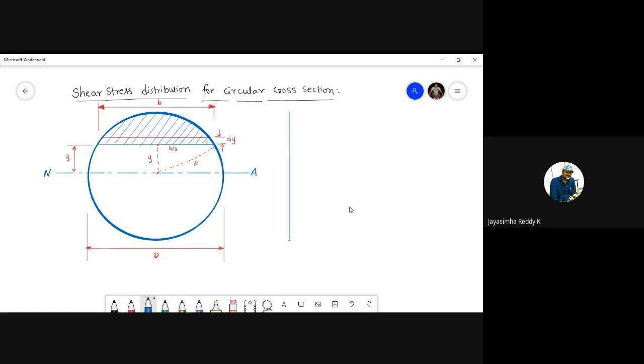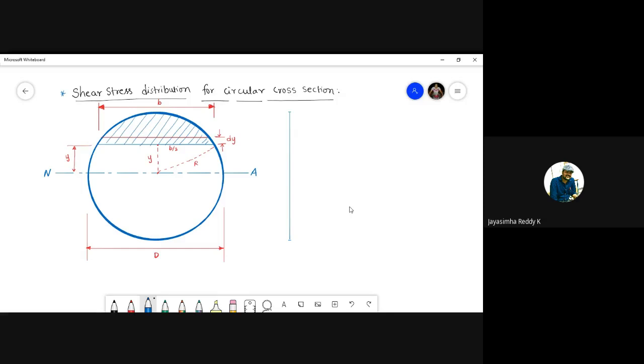Okay, so let us see the figure carefully. We are about to discuss shear stress distribution for circular cross section in this class. So I have drawn a circle of diameter capital D. All of you please see the figure carefully. Only if you understand how I have taken all the things, you can derive this easily.